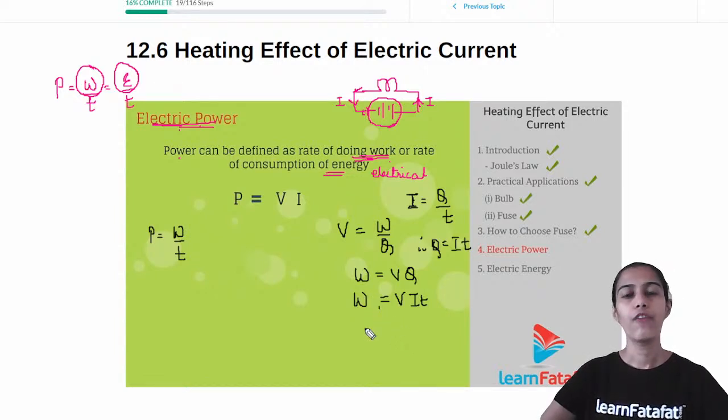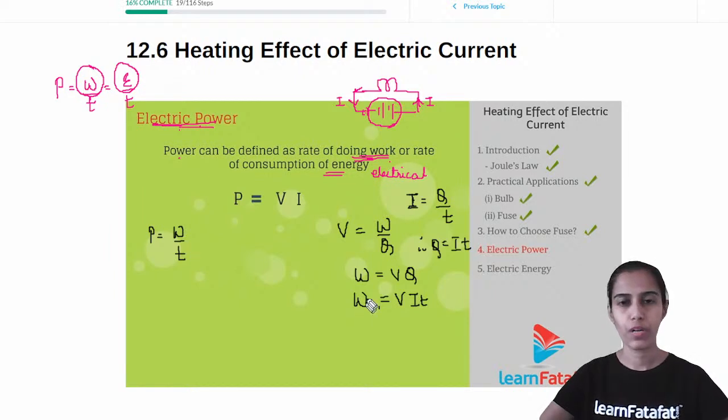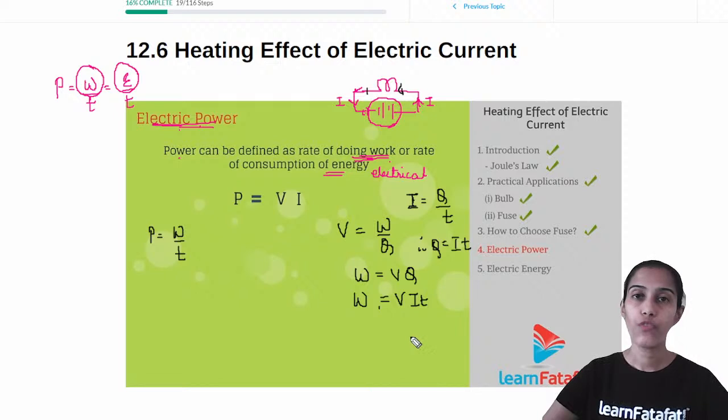Okay, this is the work done by the battery, or we can say the electrical energy which is consumed or expended, that is equal to V into I into T. What is V? V is the potential difference across the 2 points. I is the current passing and T is the time for which the current is passing.